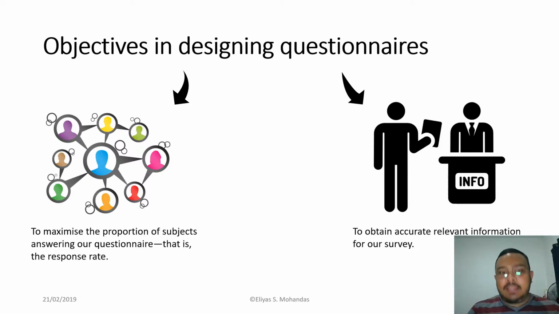So that is why I suggested in the beginning of our session to use the questionnaire as your main instrument to get your data. And of course, number two, the objective is to obtain accurate, relevant information for your survey, because the questions are directly answered by your respondents who may be affected by the issue that you pointed out in your questionnaire.